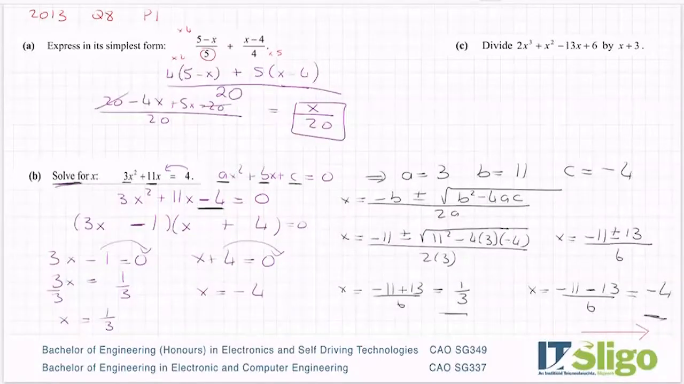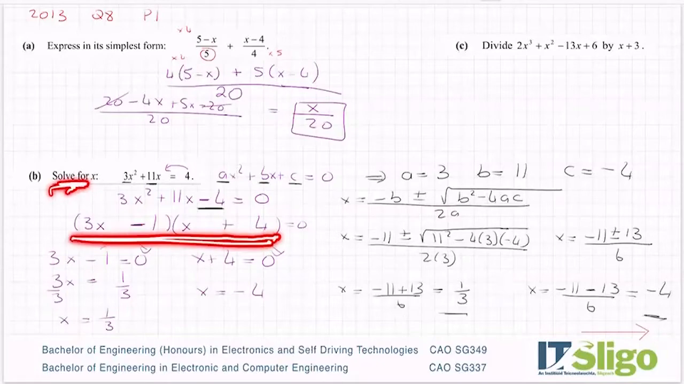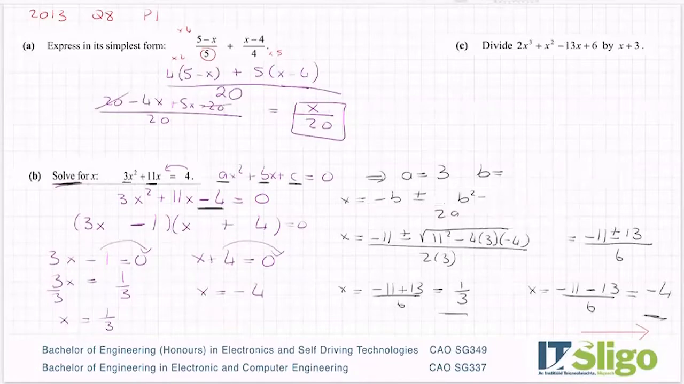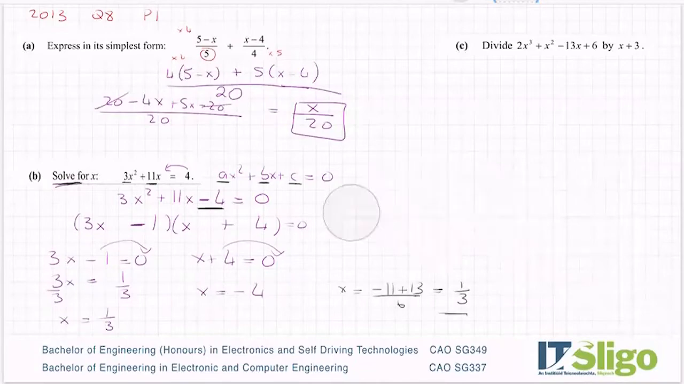If the question said factorize, this is what they're looking for, and you stop there. Okay, so make sure you take note of what word is here. That's factorize. When you go to x equals, that's the solve. Okay, now let's try our long division in part C.